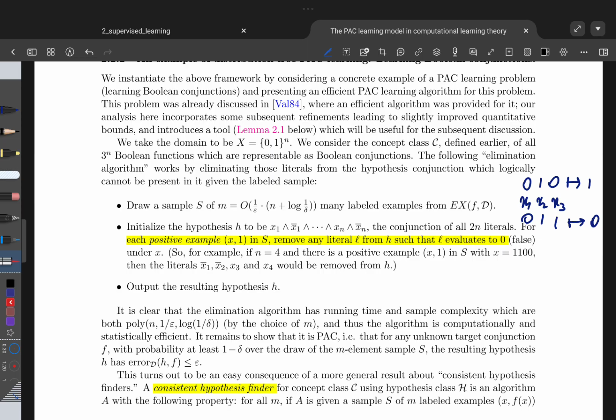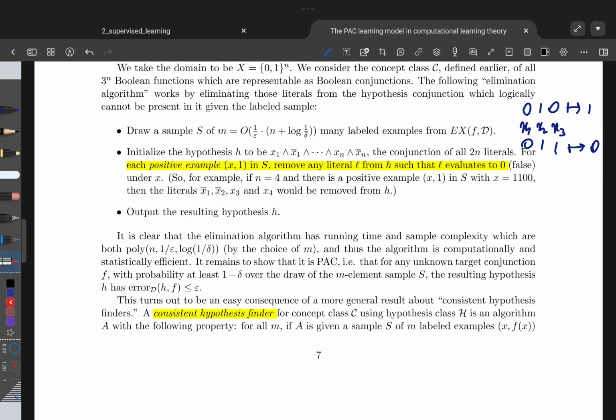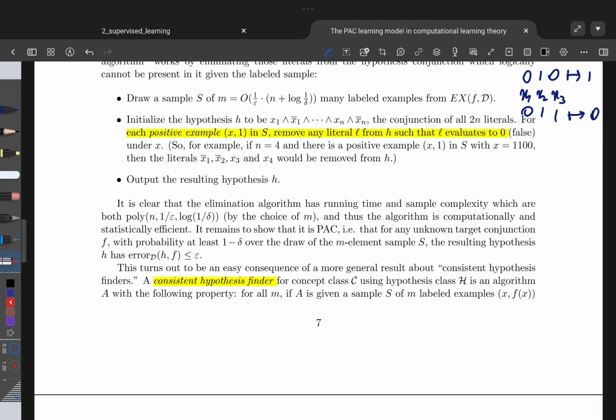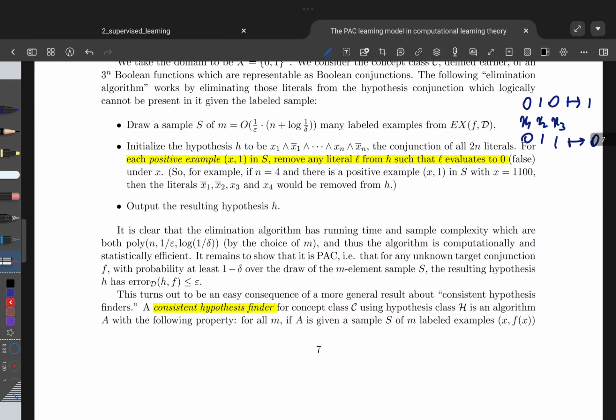Again, the simplification over here is that the function is just the AND of some of the variables and their complements. Okay? And that's it, that's the algorithm. You do nothing else. And how many samples do you draw? Let's suppose that you draw a number of samples which is order 1 over epsilon times n plus log 1 over delta.